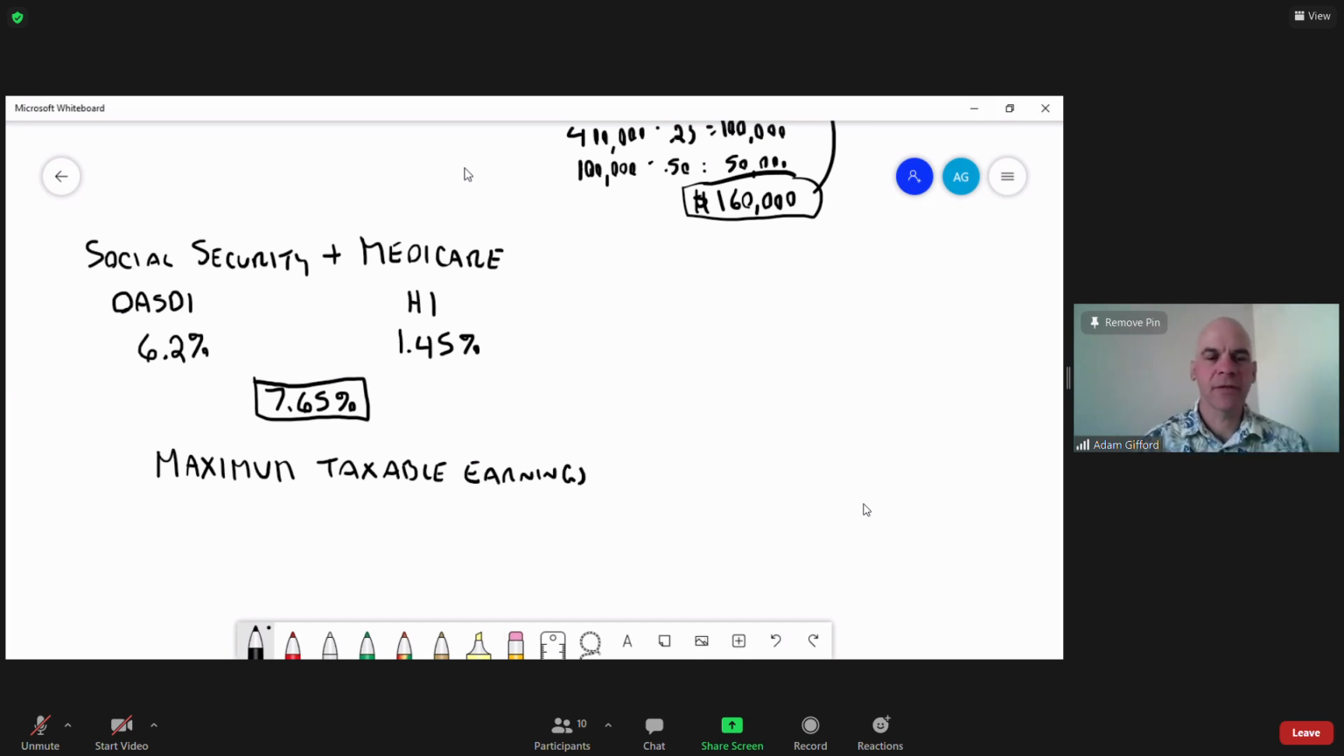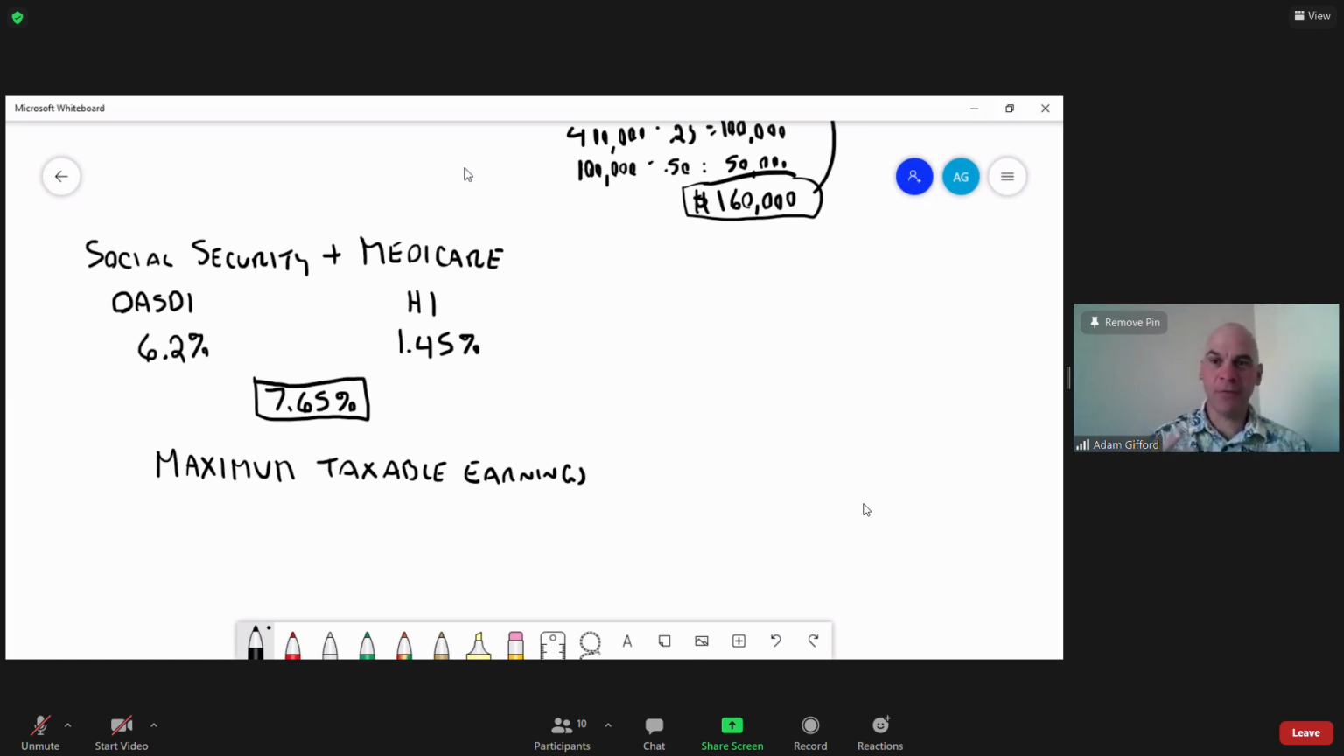Maximum taxable earnings. This is a number that changes every year. I should say it changes every year; it doesn't necessarily increase. Any dollar you earn above that amount, you no longer pay Social Security and OASDI tax on. So then what type of tax does it become? Regressive. Then it becomes regressive.